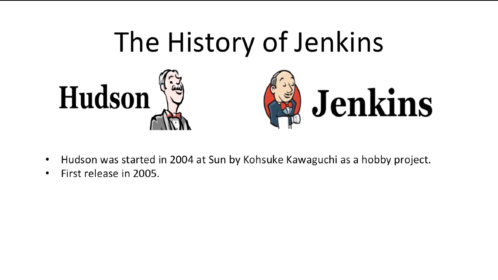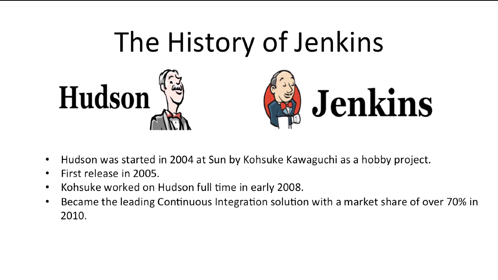As Hudson evolved over the years, it was adopted by more and more teams within Sun for their own projects. By early 2008, Sun recognized the value of Hudson and asked Kohsuke to work on Hudson full-time and to provide professional services and support around Hudson. By 2010, Hudson had become the leading continuous integration solution with a market share of over 70%. In January of 2011, the project name was changed from Hudson to Jenkins.